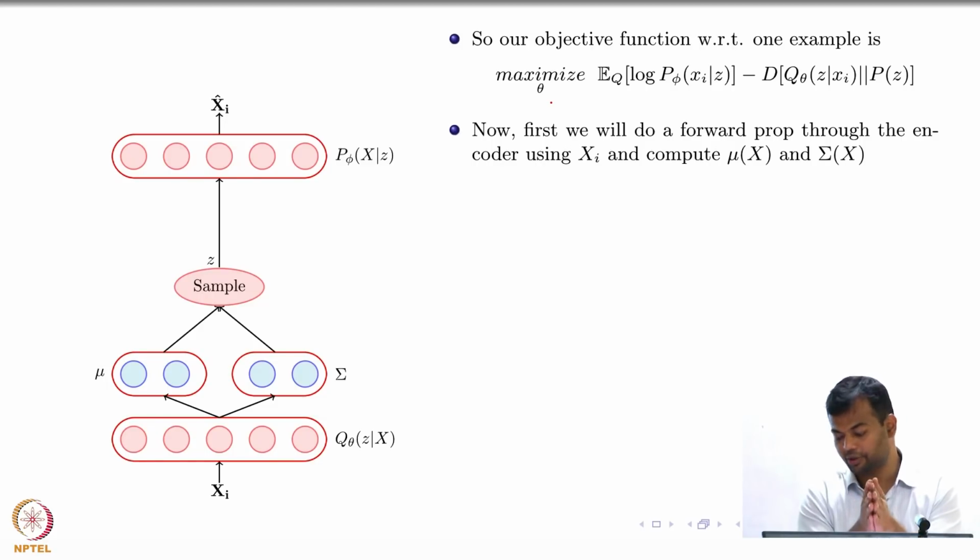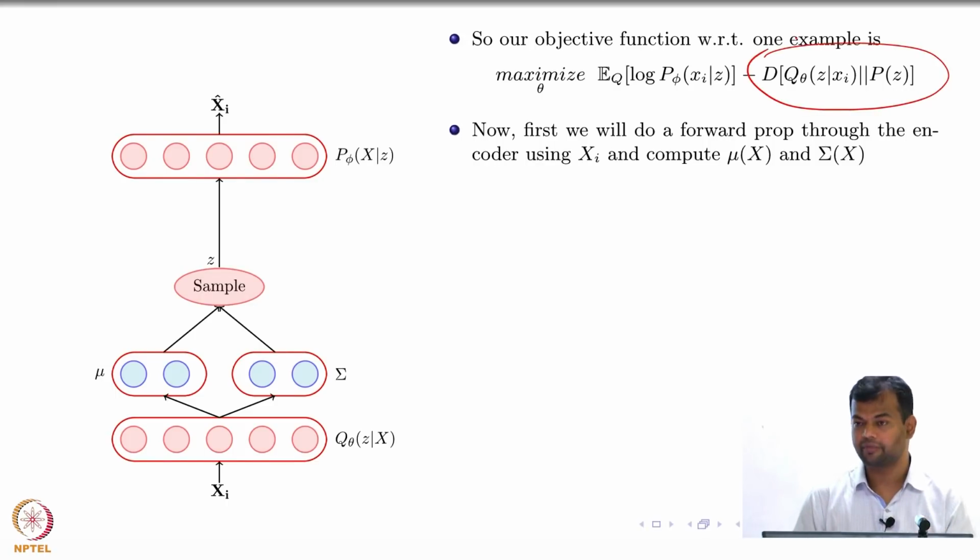So first, let me try to compute the loss. So let's look at this term first. But before that, the moment you give me a sample xi, what am I going to do? I'm going to pass it through the encoder and compute what? Mu x and sigma x. Is there something wrong here? Let's assume sigma also. Is there something wrong here?